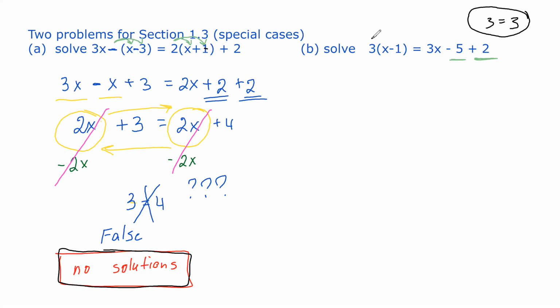So I will use the distributive property first, right? And this will give me 3x minus 3. And on the other side, I'll copy over the 3x, but I will combine these two and it will give me minus 3. Right now, at this very moment, compare the left side and the right side. Aren't they the same? Right? They are the same. 3x minus 3, 3x minus 3. Right now, you can stop and give the answer.